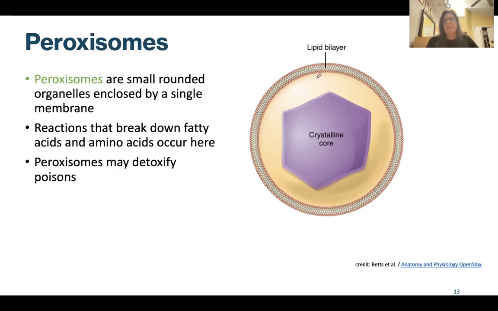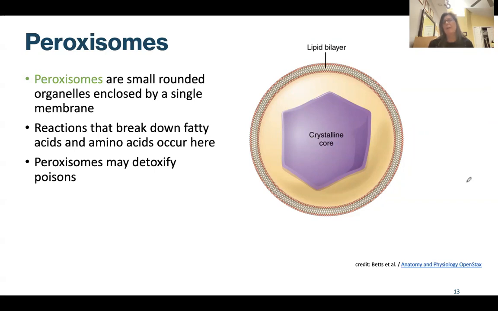They only have a single membrane, whereas the lysosomes, when we talked about them, and most of the vacuoles and vesicles have a double membrane. They break down fatty acids and amino acids here. Now, when we break down fatty acids, we store extra energy as fat, lipids. When we break them down, or amino acids, we often get some waste products. So there's that waste that we cannot use. And some of those wastes can end up being toxic to the cell. So peroxisomes will detoxify it.